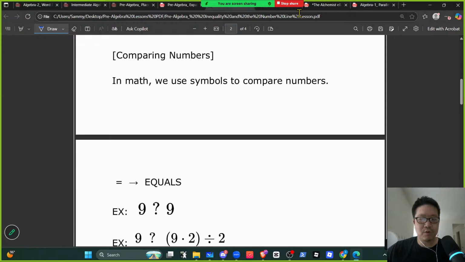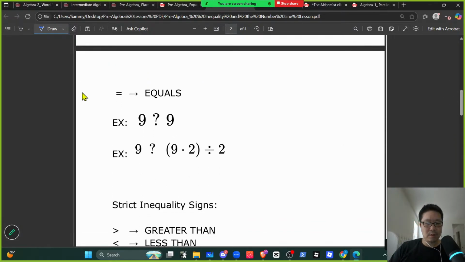Okay, so let's move on to the idea of comparing numbers. In math, when we compare numbers, we use symbols. Let's go over the symbols. The first one you're going to learn about is the equal sign, meaning whatever you're comparing is equal. In other words, they're the same thing. So I have 9 question mark 9. Is 9 equal to 9? Yes, this is true. 9 does equal 9, so we can put an equal sign in between them.